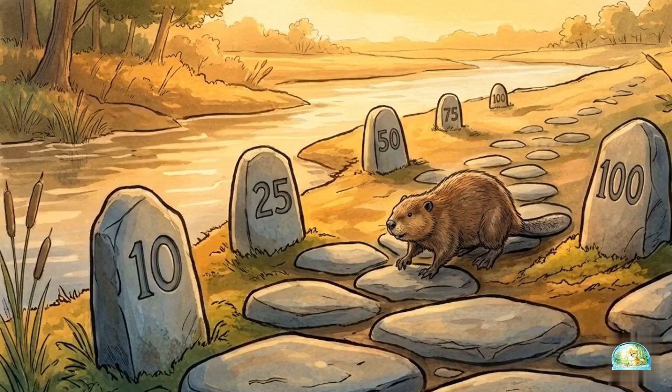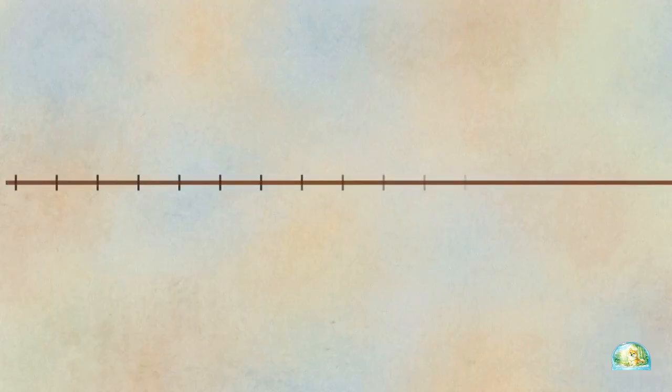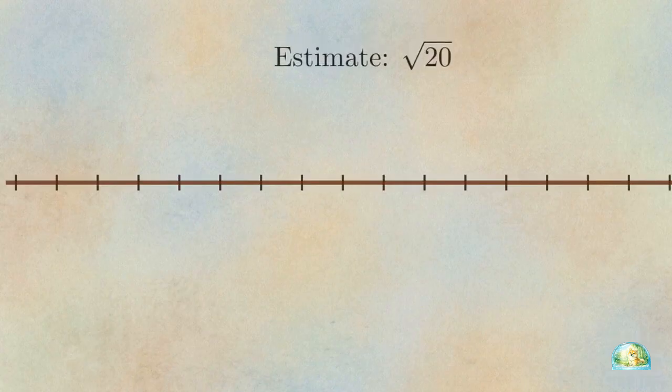Not all numbers form perfect shapes. Consider locating a non-perfect root, like the square root of 20. This map shows our stone path acting as a number line. To find the square root of 20, we first identify the nearest known perfect square milestones.